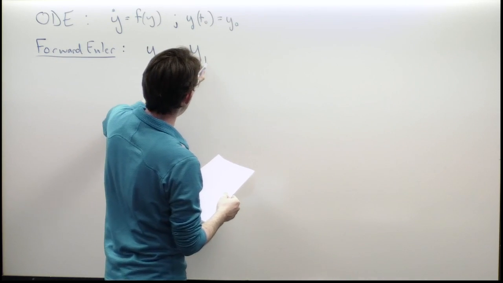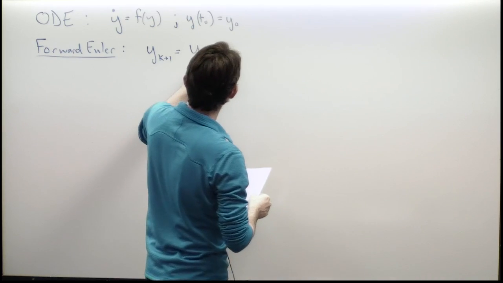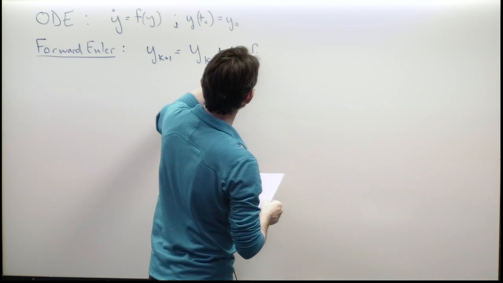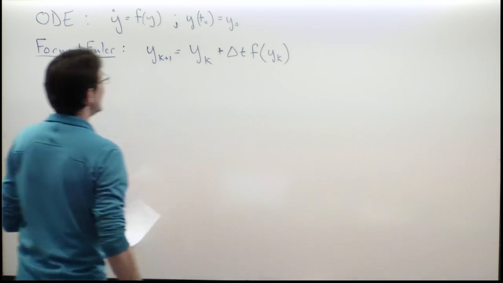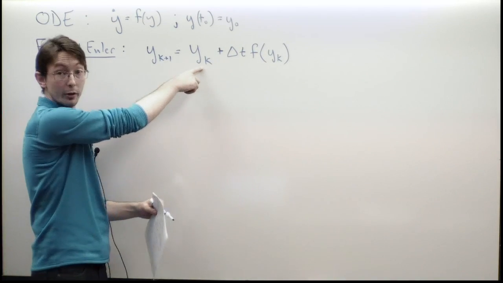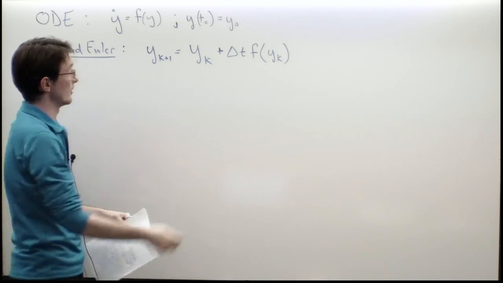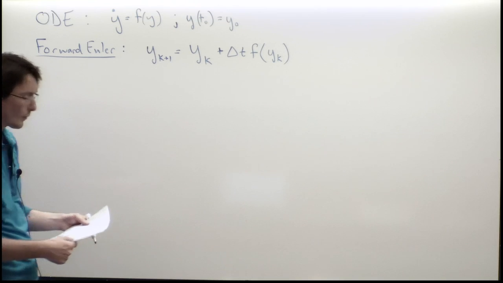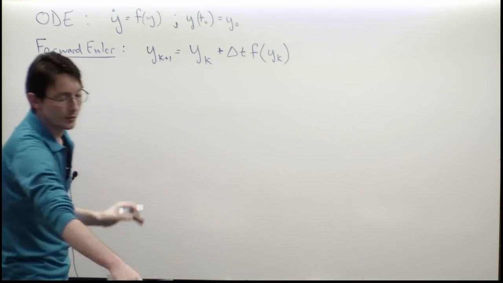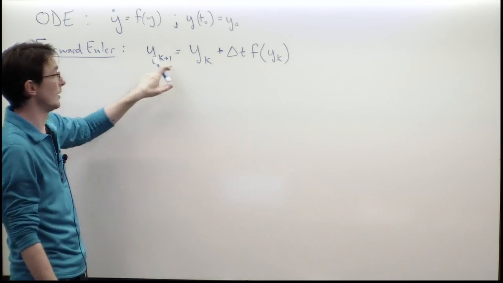Okay? So the forward Euler equation, we say yk plus 1, y at time k plus 1, is equal to yk, this is my previous point in the trajectory, plus delta t times f of yk. Okay, so yk was the last point in my trajectory. Delta t is how much farther in time I'm moving forward, and yk plus 1 is my next point in time.